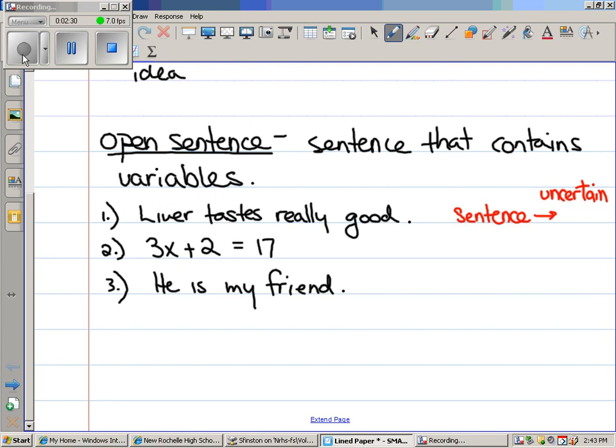How about the next one? Is this a sentence? If so, what kind of sentence? Very nice. Yeah, it's an open sentence. And what's the variable in that open sentence? Very nice, yeah.